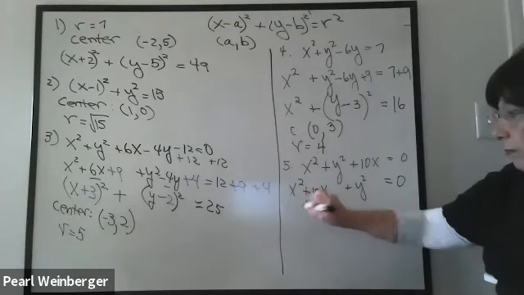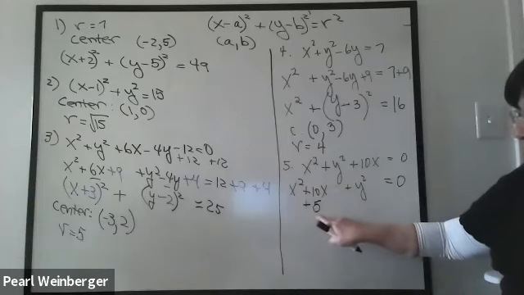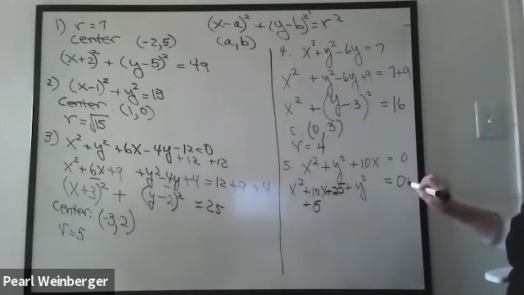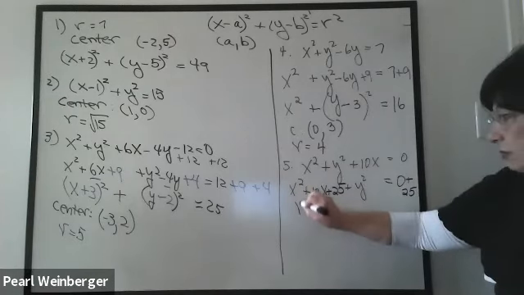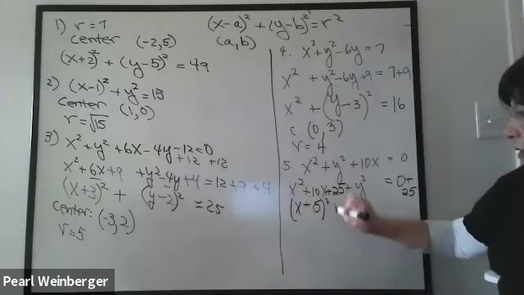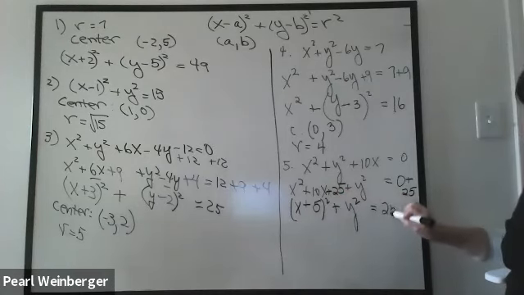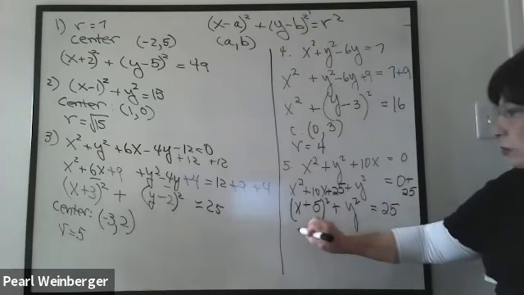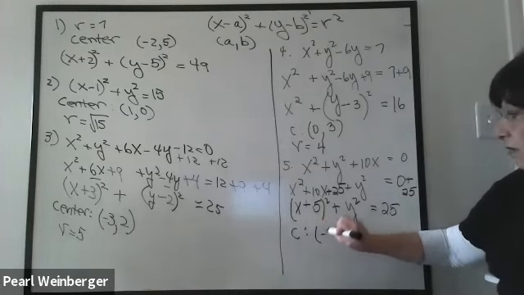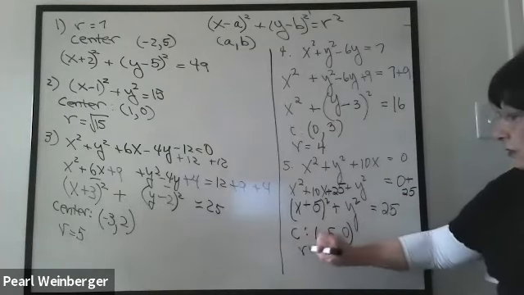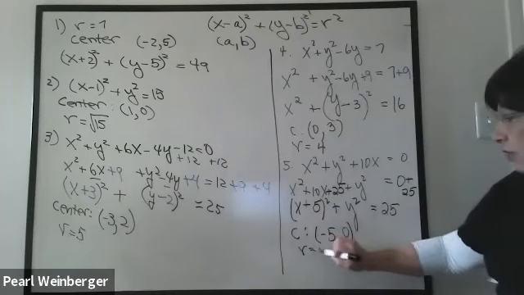So this is going to become, and half of 10 is 5, and we have to multiply that by itself. 5 times 5 is 25. So I add 25 to both sides. So this becomes x plus 5 squared plus y squared equals 25. And now this is in standard form, so our center is -5. There's nothing next to the y, so that's 0. And the radius is the square root of this number. Square root of 25 is 5.